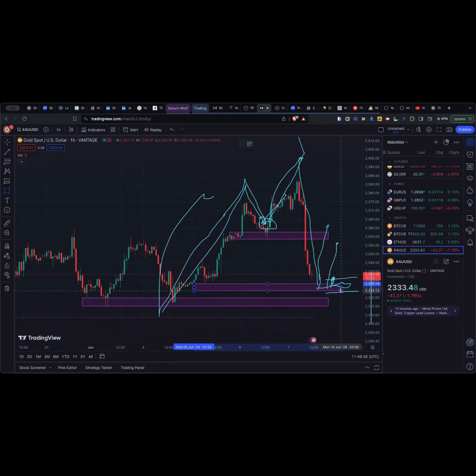The first thing I do when I open my chart is mark my support, mark my resistance. That is the first thing I do once I open my charts. I mark my support, I mark my resistance. Yes, sir. That is the first thing I do before any other thing.